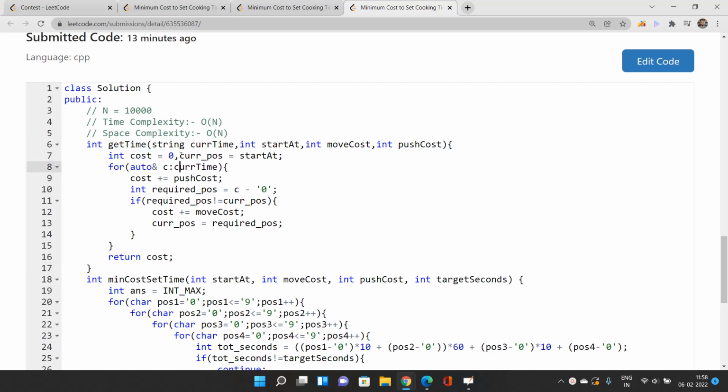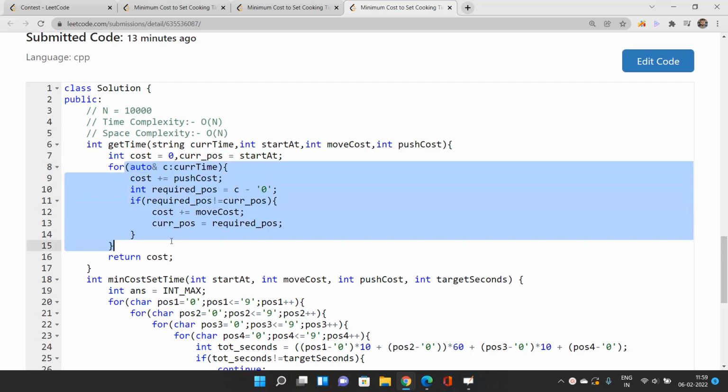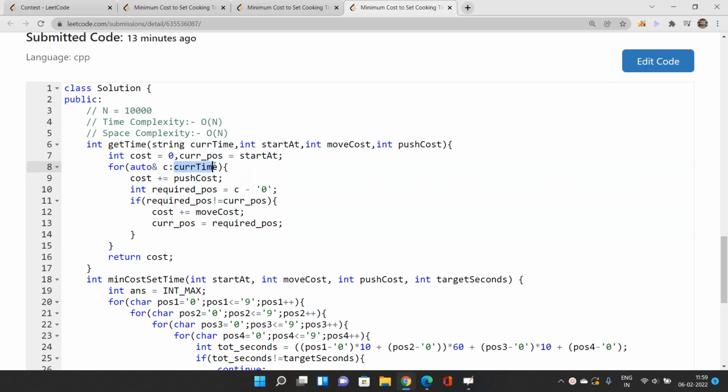So cost will be 0 and my current position will be at the start, like we are starting at this position. So we will iterate in this string s, which is actually this current time. Every time we need to press the digit, so cost will be incremented by push cost. If my required position is not equal to the current position, then we need to shift to that position. So move cost will be added, so cost plus equal to move cost, and my current position will change to the new position. And finally we will return this cost.